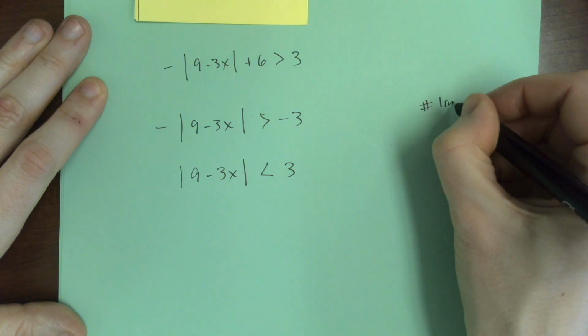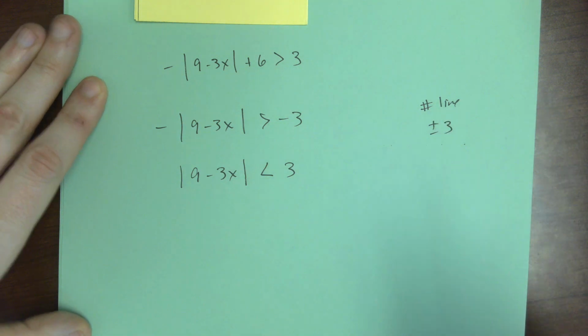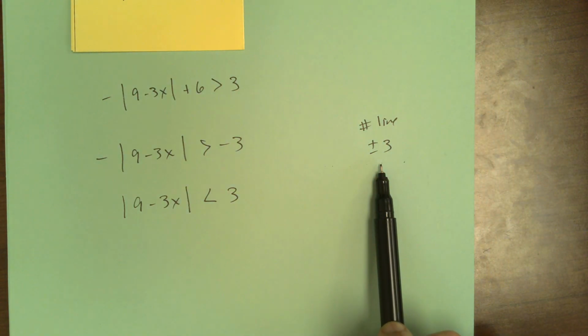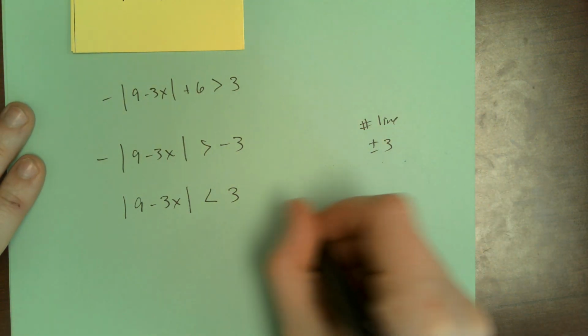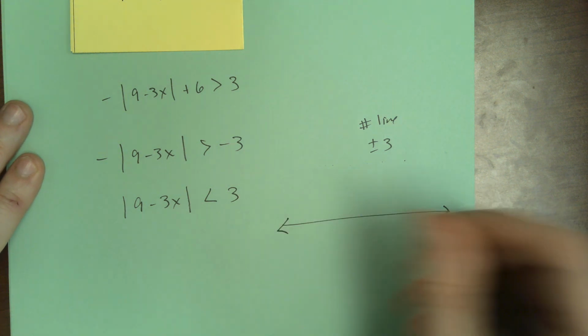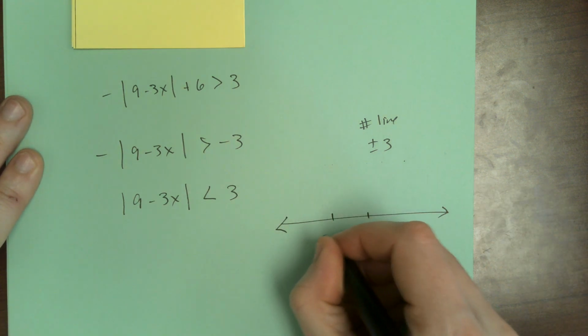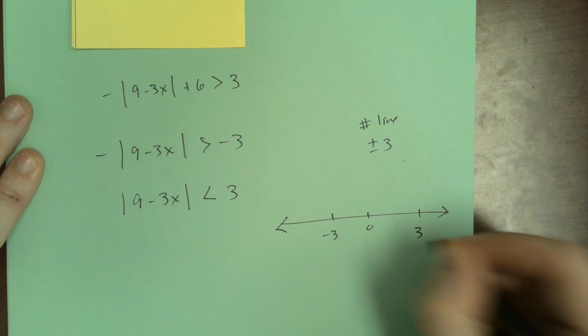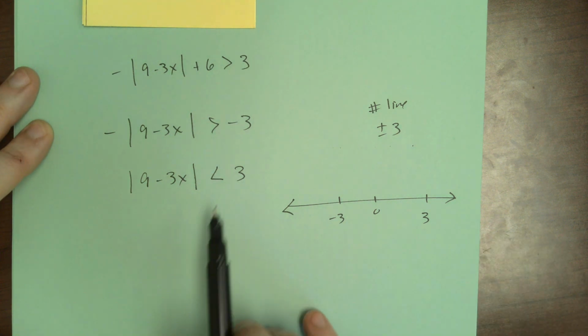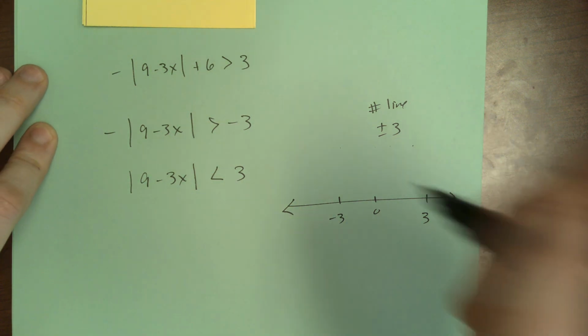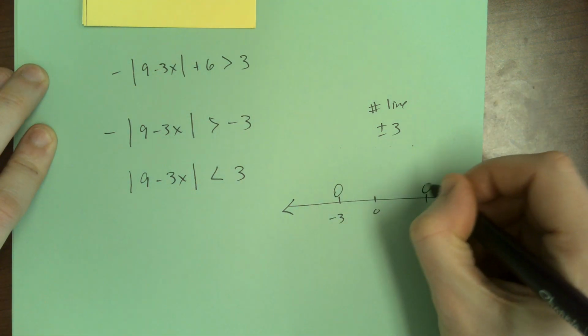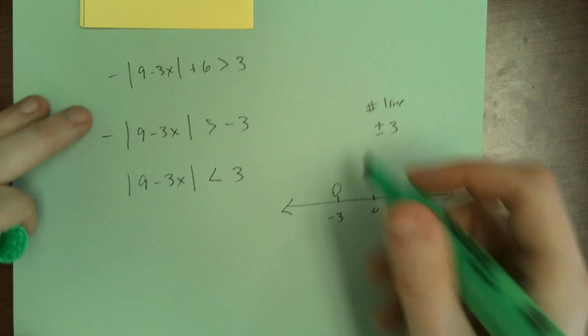All right, so number line, plus or minus 3. I just wrote that in case it helps. But we go to the number line: 0, 3 spaces to the right and left. Since this is strictly less than, no or equal to, we're going to have these open circles.